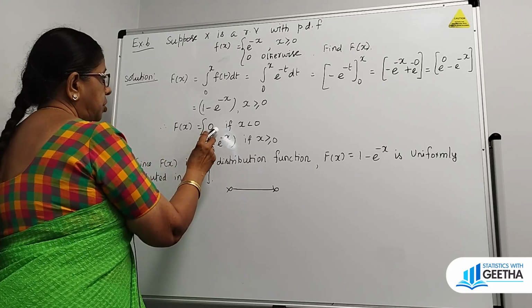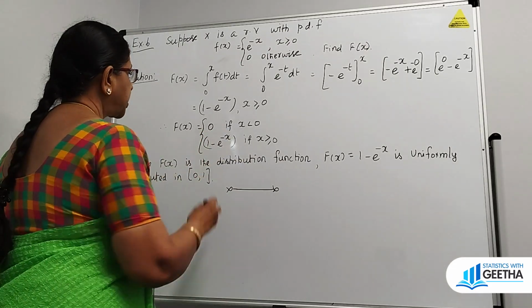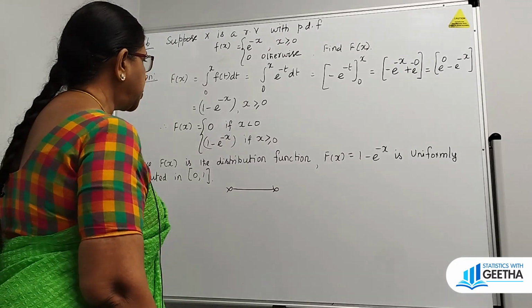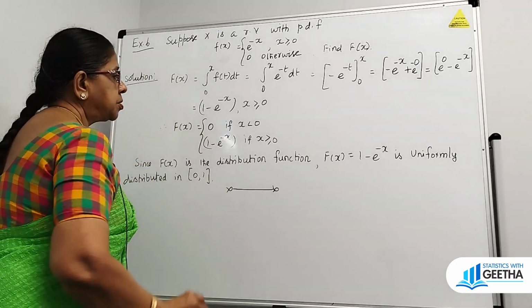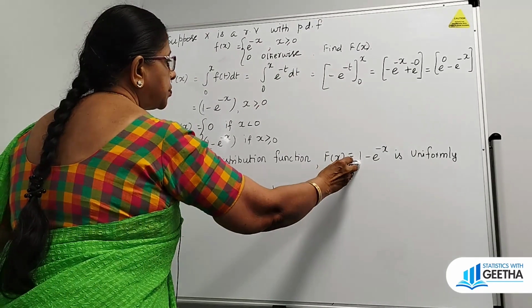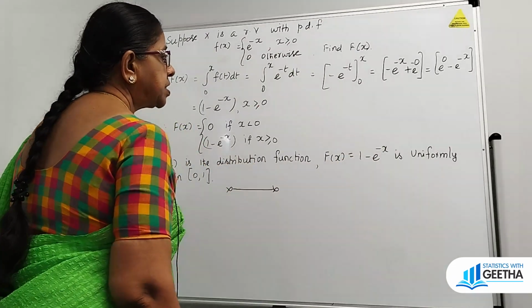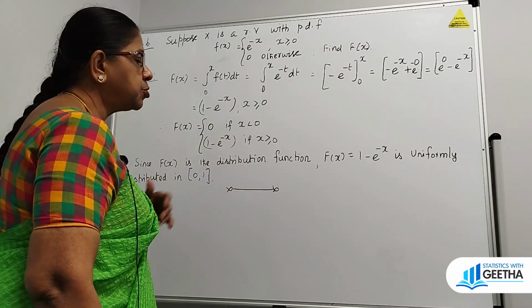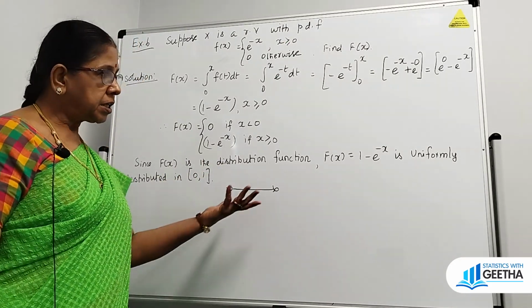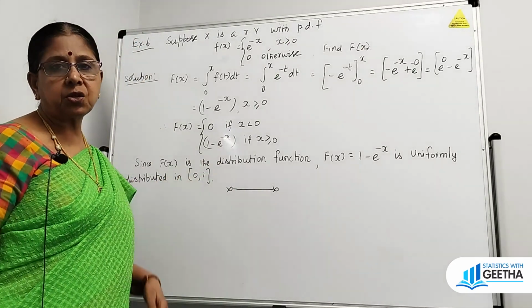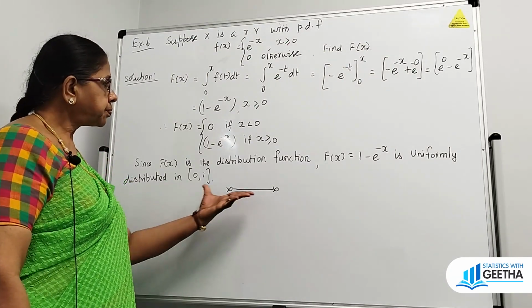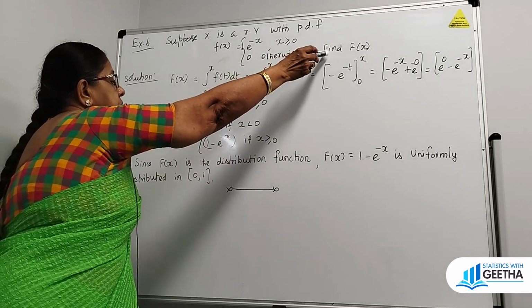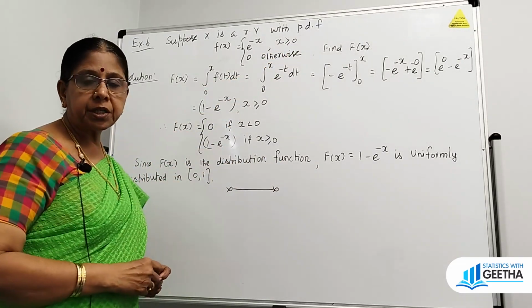Therefore, F of x equals 0 if x less than 0, equals 1 minus e power minus x if x greater than or equal to 0. Since F of x is the distribution function, F of x which is equal to 1 minus e power minus x is uniformly distributed in 0, 1, because it is a distribution function. So this is what we had to prove and find, and we have written the result.